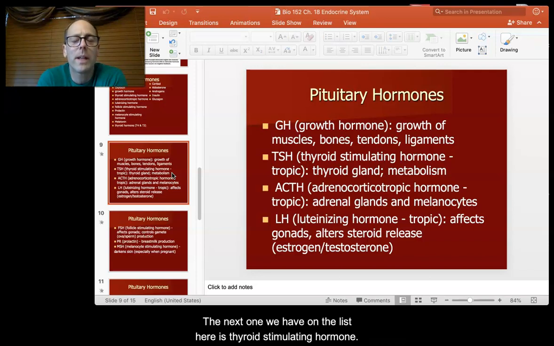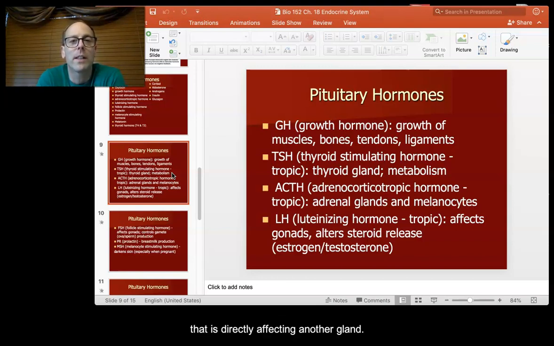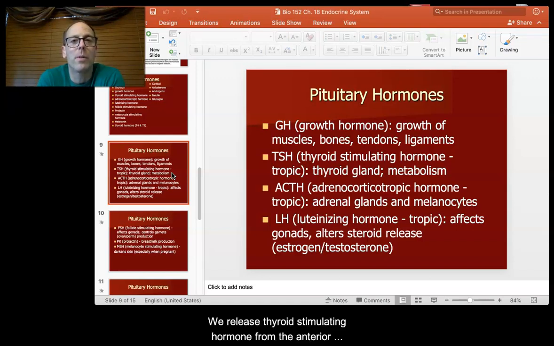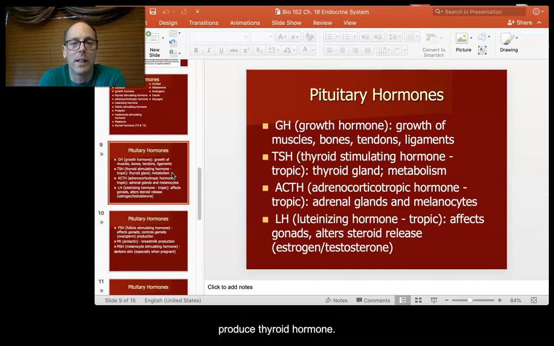The next one we have on the list here is the thyroid stimulating hormone. So this is one of these hormones that comes out of the pituitary that is directly affecting another gland, in this case the thyroid gland. So the name is just like it sounds. We release thyroid stimulating hormone from the anterior pituitary, and it goes and stimulates the thyroid gland to produce thyroid hormone.